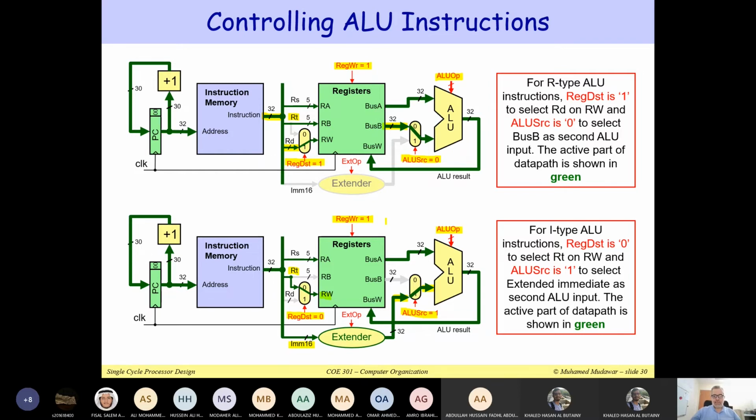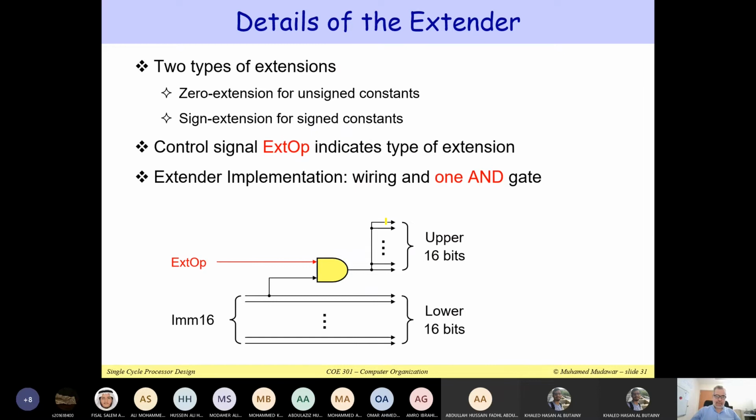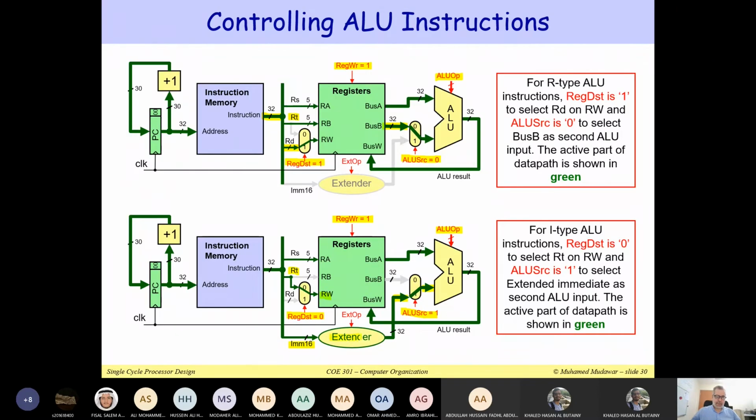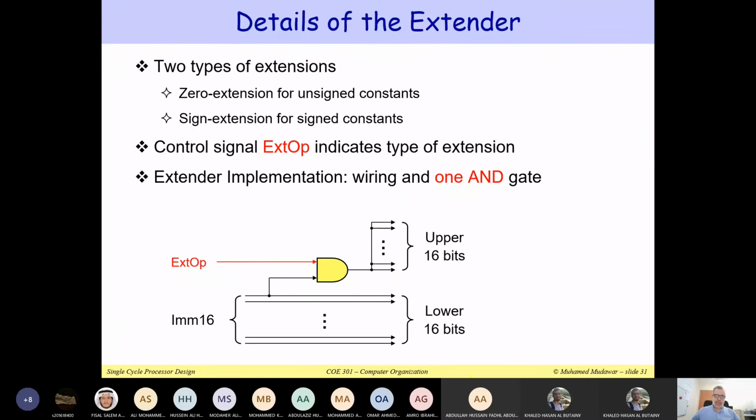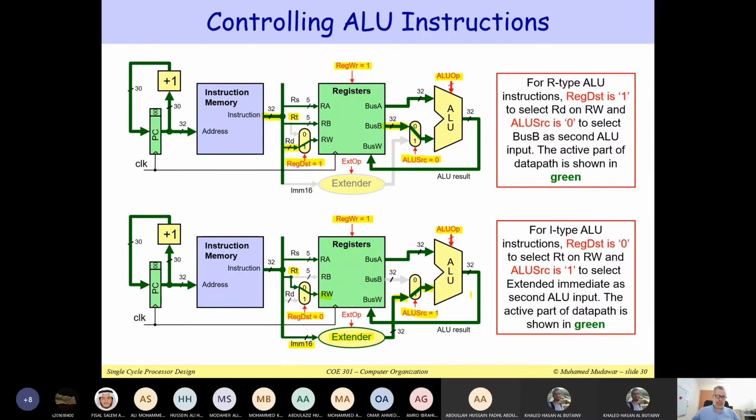Right. So now concerning this extender, which is shown here at the bottom, this is going to extend the 16-bit immediate into 32 bits. This is very simple and very easy. Now the 16-bit immediate will come from the instruction itself, but we have to extend it to 32 bits. And the reason why we have to extend it to 32 bits is that the ALU itself is going to receive a 32-bit value. Okay, so it's a 32-bit ALU, and both inputs must be 32 bits. So for this reason, the extender is going to extend it from 16 bits to 32 bits.